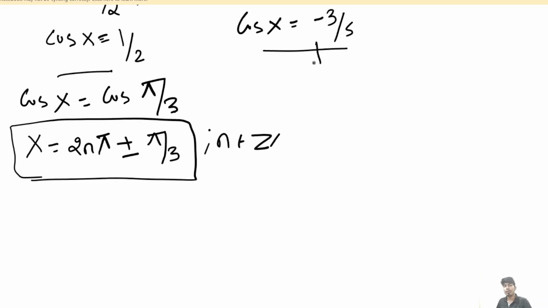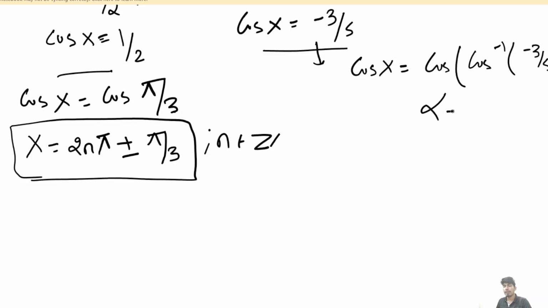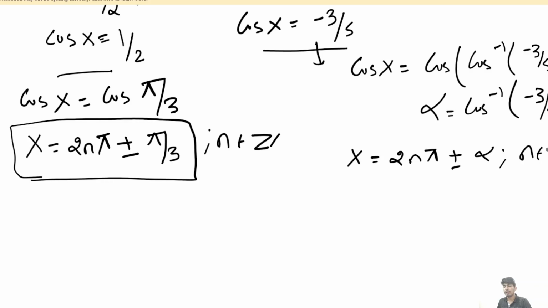And how do we do this one? Can we write cos of cos inverse minus 3 upon 5? Let this be alpha. Alpha is cos inverse minus 3 upon 5. Then x is equal to 2n pi plus minus alpha, where n belongs to integer and alpha is cos inverse minus 3 upon 5. Then we get two values.